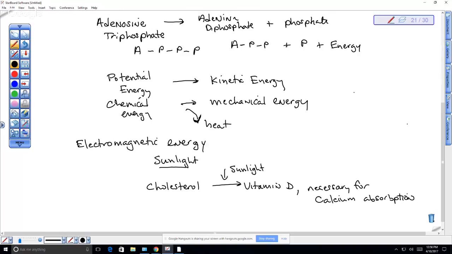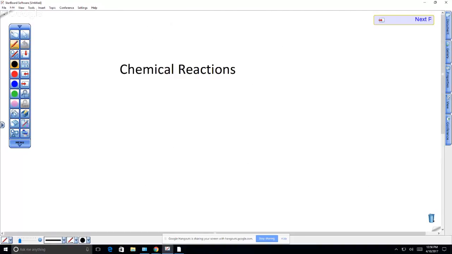Okay, so the other thing that we need to talk about is our chemical reactions. And so I've been drawing chemical reactions already, but we want to talk about the different types of chemical reactions and what helps to speed up or decrease chemical reactions.